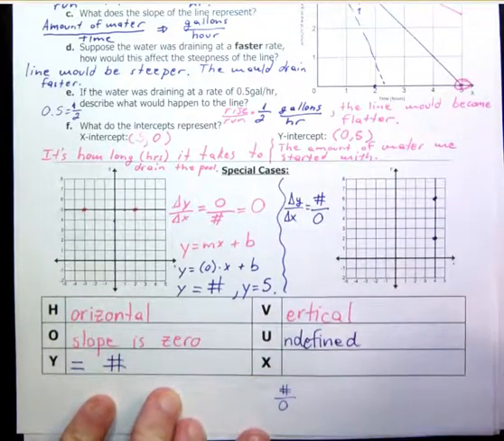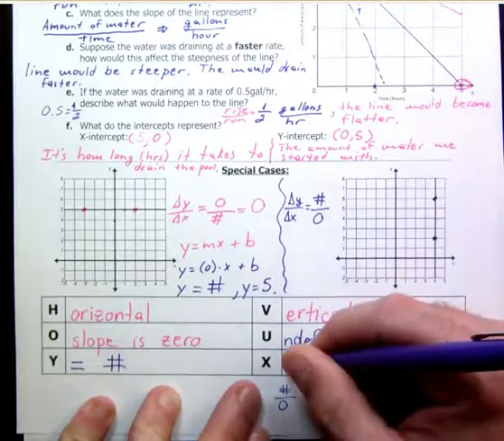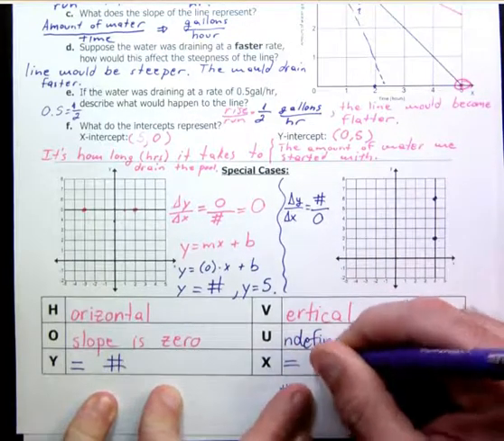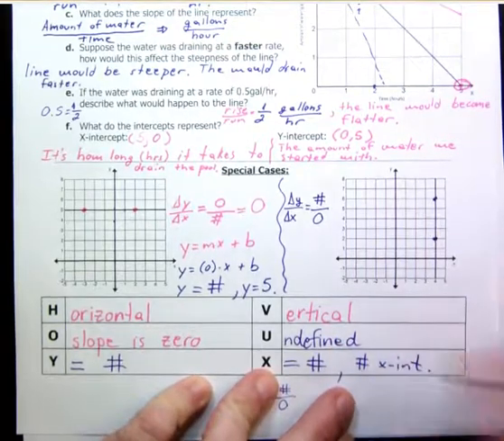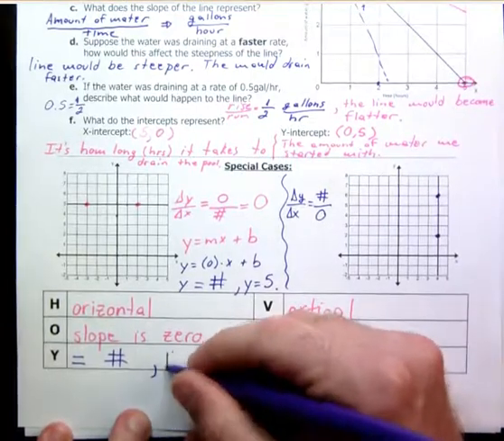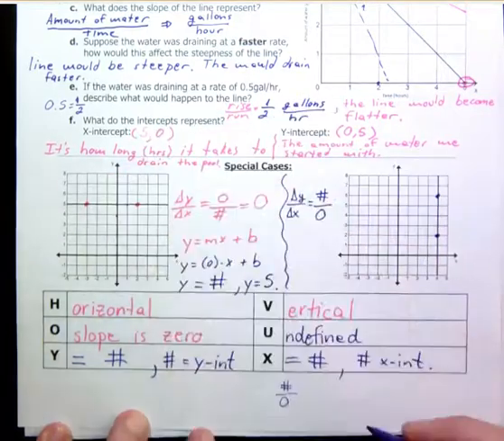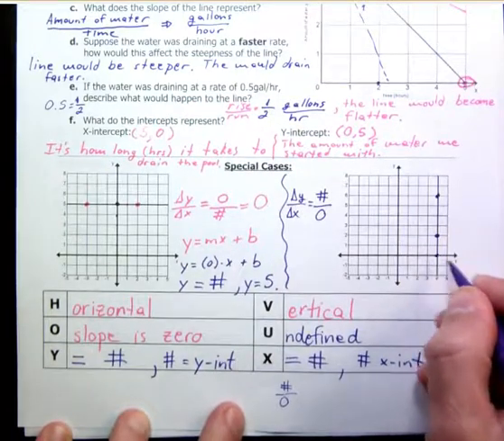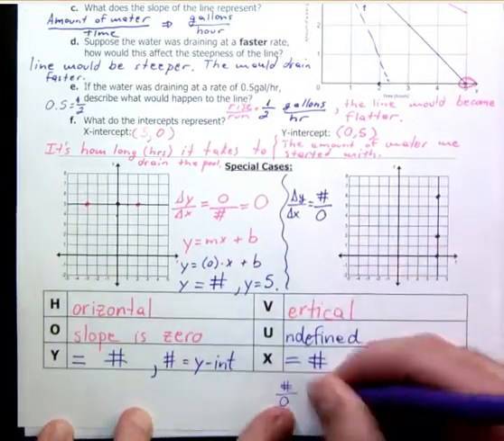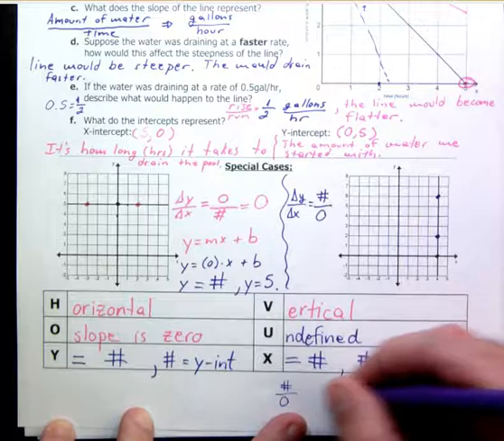You cannot divide by 0. So in that case, the equation of this line ends up being the x-intercept. So x equals a number. This number is the x-intercept, where the line crosses the x-axis. This number here is the y-intercept. So in our case, it was 5 up here. And in this case, it's going to be x. The equation of the line is x equals 4.